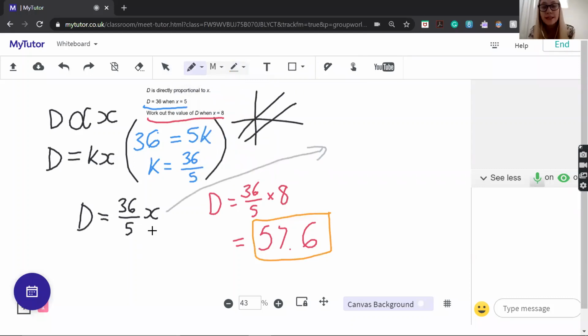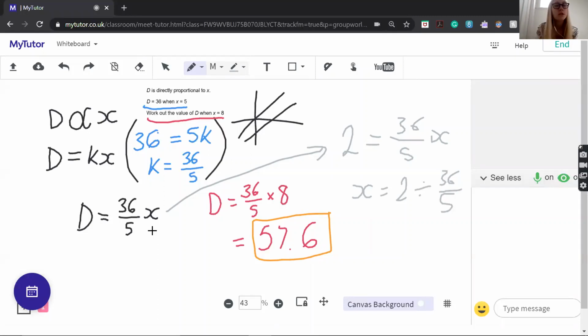Let's say it was find D when X is 2. That would just mean, oh, sorry, finding X. Let's say it was find X when D is 2. Then you do 2 equals 36 over 5x. And then to find X, you would do 2 divided by 36 over 5 and pop that into your calculator instead. So it's just substituting in a different letter and rearranging differently.